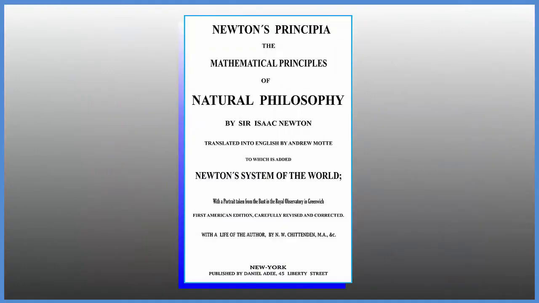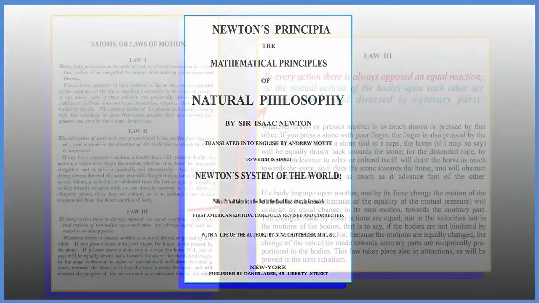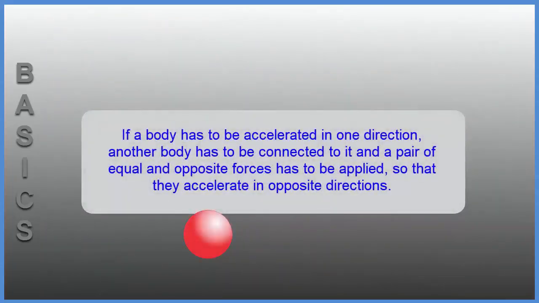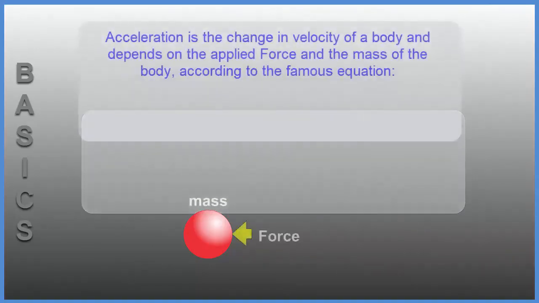Let's review the basics. The third law was written by Newton in his masterwork the Principia. In the section Axioms, or laws of motion, the third law is: to every action there is always opposed an equal reaction. Or the mutual actions of the bodies upon each other are always equal and directed to contrary parts. The third law describes the practical conditions for the acceleration of bodies. If a body has to be accelerated in one direction, another body has to be connected to it, and a pair of equal and opposite forces has to be applied, so that they accelerate in opposite directions.